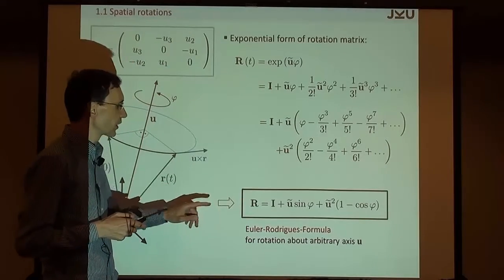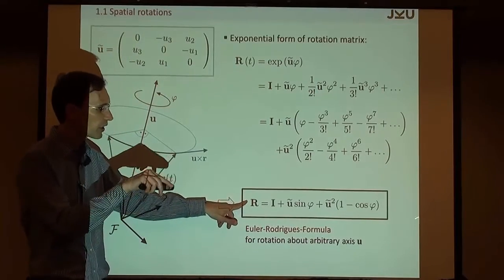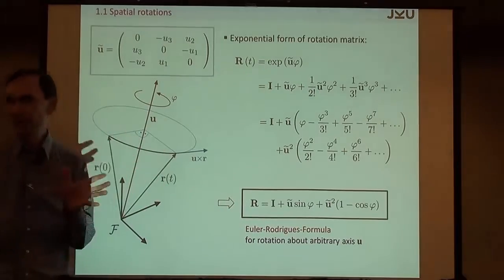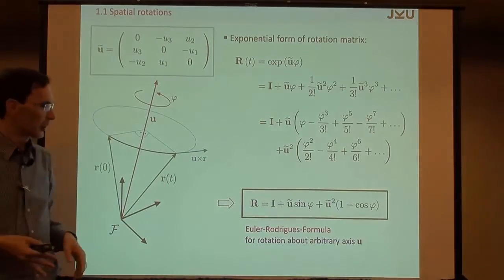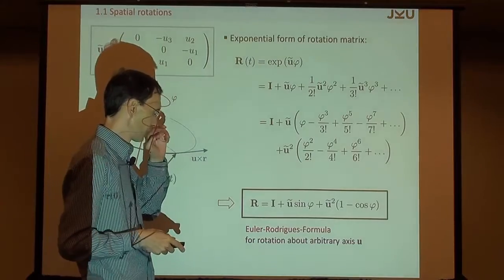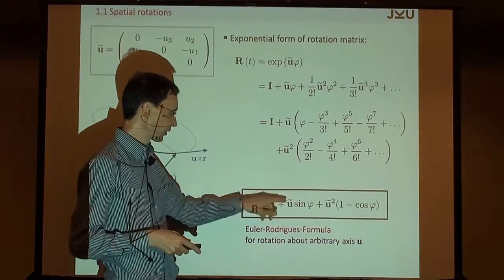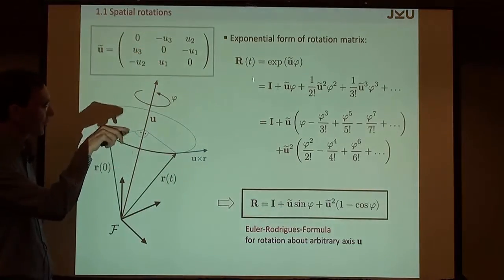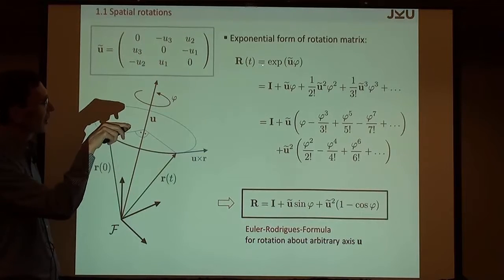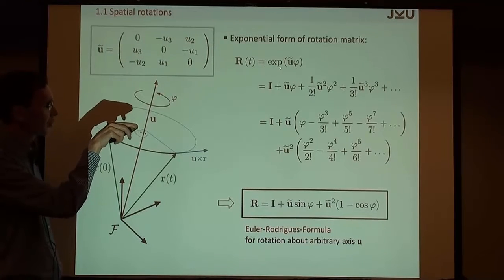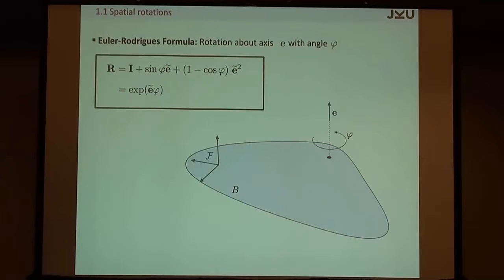Because I wanted to show that this rotation matrix, of course, you can derive geometrically. Maybe this is how you have learned it, but the point is that this is the same. So we have the rotation matrix given as an exponential, and that's important because now we can say the Euler-Rodriguez formula comes from an exponential mapping.